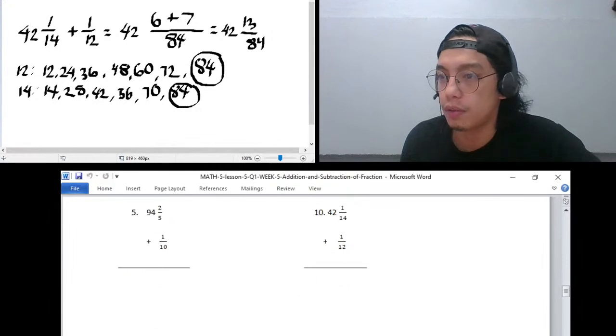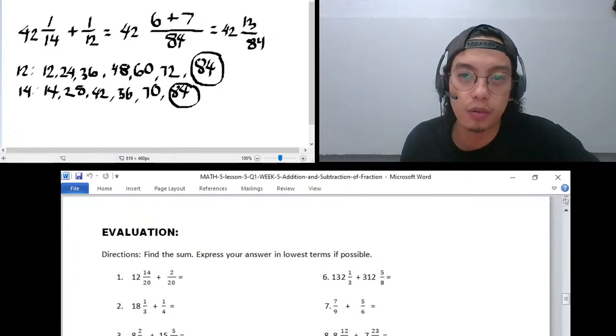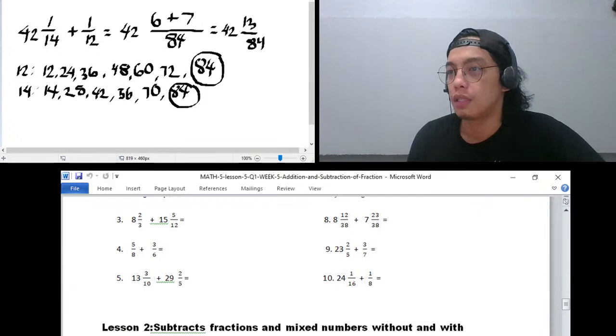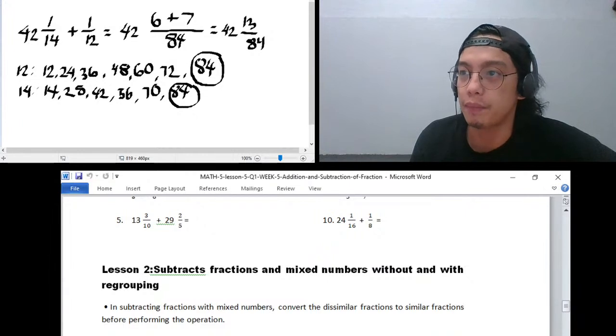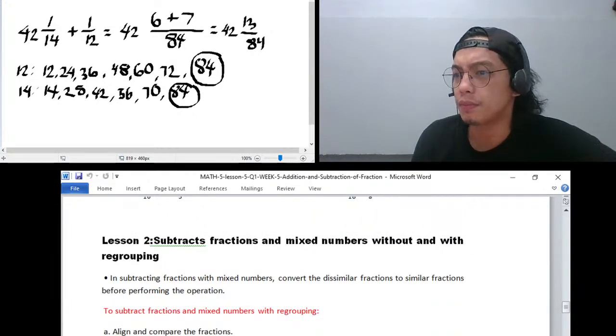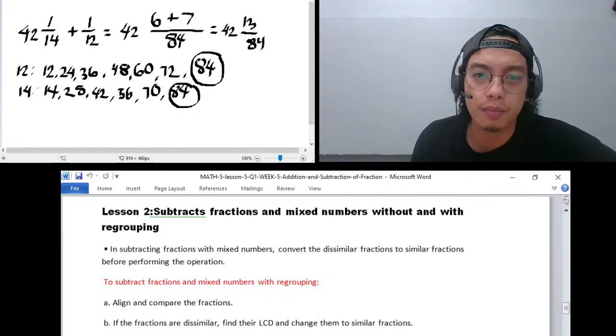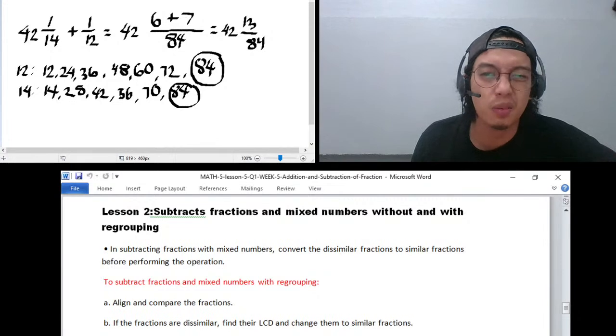Okay, here. Kaning evaluation, you have to do this. Subtract na ta. Subtracts fractions and mixed numbers without and with regrouping. So, let's try to read this first. In subtracting fractions with mixed numbers, convert the similar fraction to similar fractions before performing the operation. So, ihimo nato siya og similar fraction. Similar with kanong ganiha.